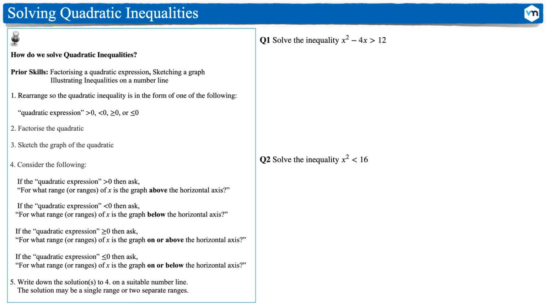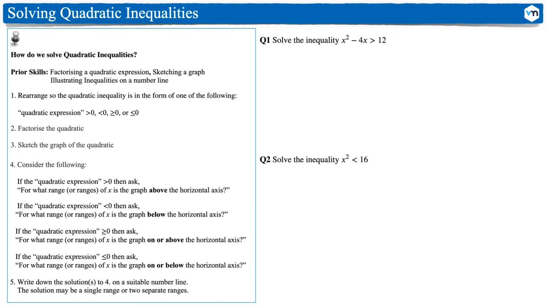If the quadratic expression is greater than 0, then ask, for what range or ranges of x is the graph strictly above the horizontal axis? If the quadratic expression is less than 0, then we ask, for what range or ranges of x is the graph strictly below the horizontal axis?